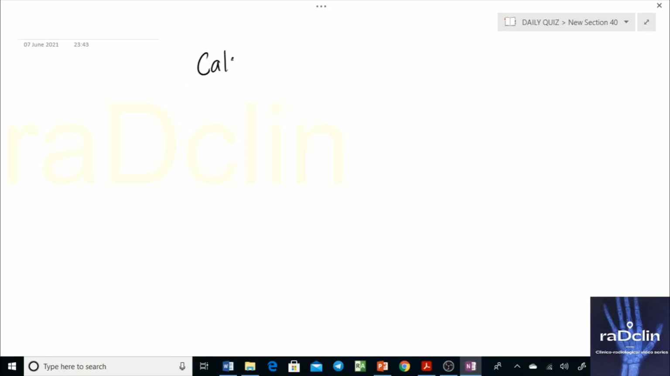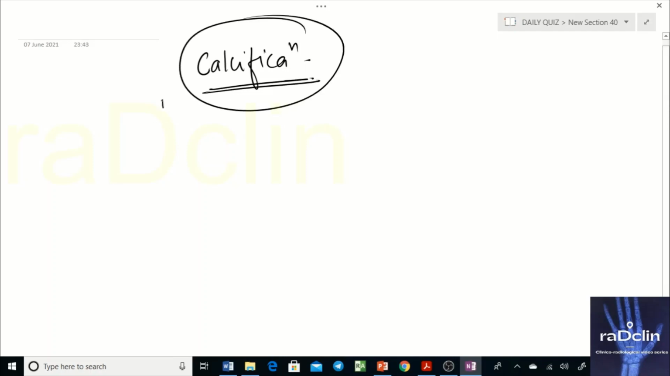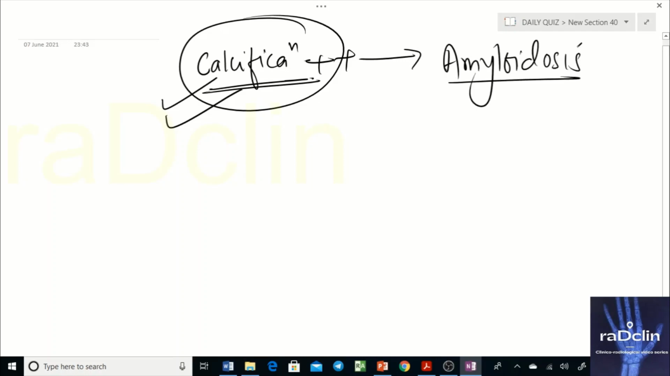So regarding calcification of these deposits in amyloidosis, what is deposited? Amyloid protein is deposited, and this amyloid protein is calcified. Remember this, calcification would be present in amyloidosis. Now if you ask me whether it is 100% that calcification would be there, no, it's not 100%.